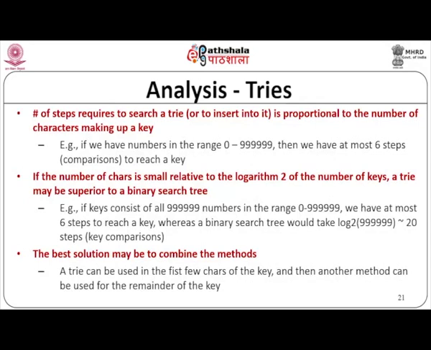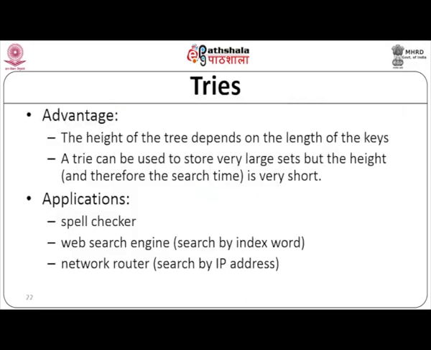The best solution may be to combine both methods, using a binary search tree as well as a trie. We are not going to discuss that in this particular module, but this is also a possibility. Of course, it seems magical that I can do it in 6 steps, but there should be enough prefixes among the keys, otherwise this does not work out. If there are no prefixes at all, then it's not a very good way of doing things. Now, advantages: the height of the tree depends on the length of the keys, and a trie can be used to store a very large set, but the height and therefore the search time is very short.